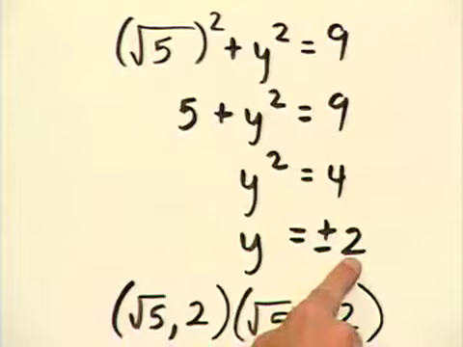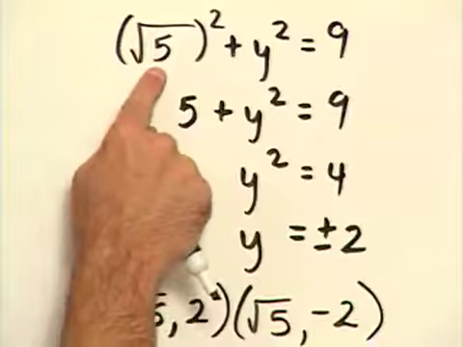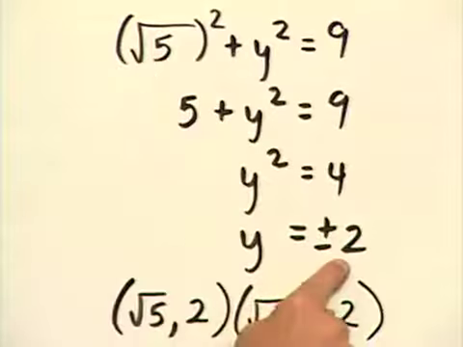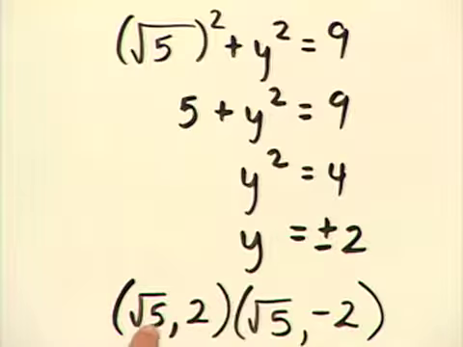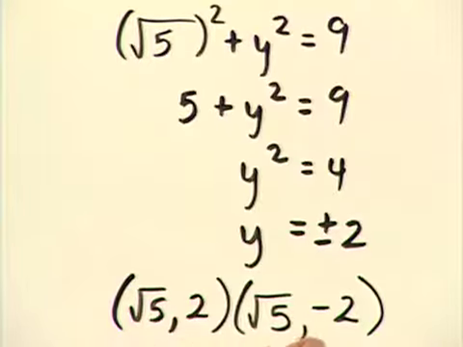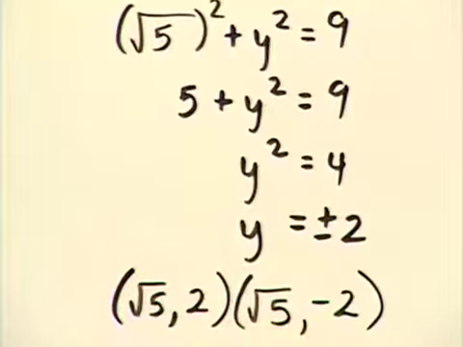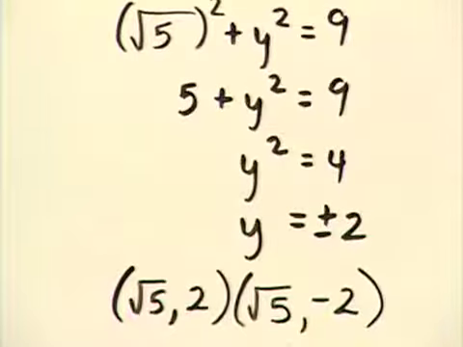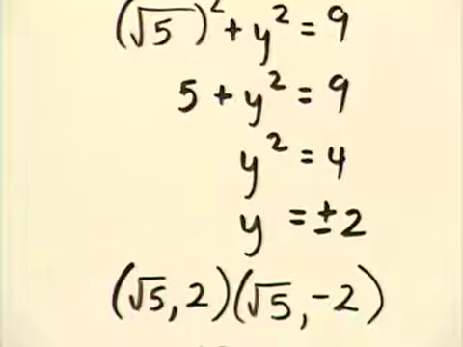So what we found out was if I substitute in positive square root of 5, two numbers came out. So that means that for positive square root of 5, I'm going to pair it with a 2. And for positive square root of 5, I'm also going to pair it with a negative 2. So I got two solutions for the positive square root of 5. Now we need to find the solutions when x is equal to negative square root of 5.